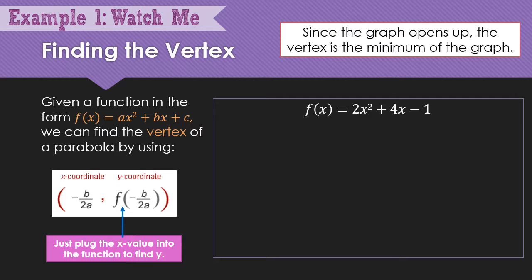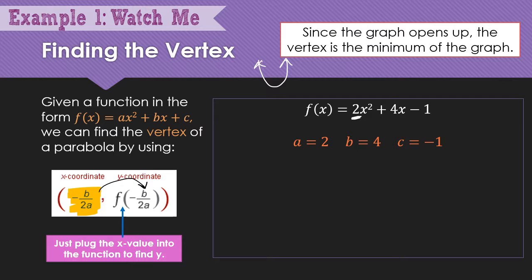So finding the vertex. Since the graph opens up, we're going to have a minimum of the graph. So in this example, my 2 is positive, so we know that we're going to open up if I were to be graphing this. To find the vertex, we use this formula over here. For my x-coordinate, I'm going to use the formula -b over 2a. And then I'm going to take that answer and plug it into my function to find the value of y. So let's go ahead and do that.